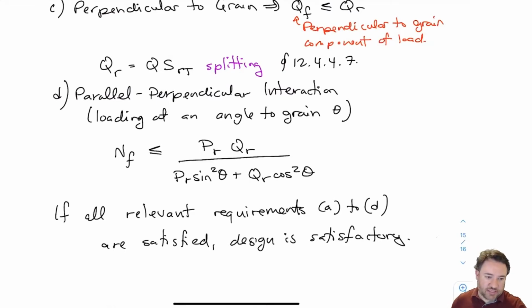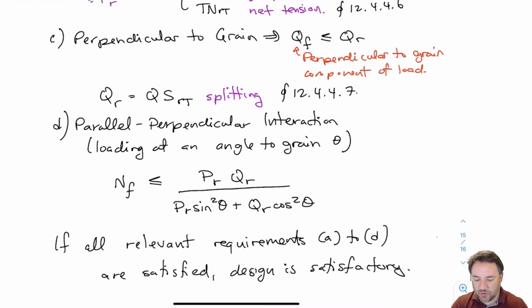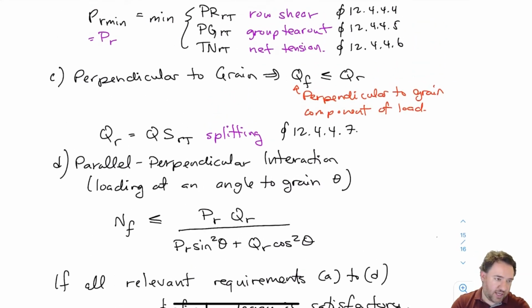We've looked at our spacing requirements and geometry. We've looked at the mechanics of each of these different failure modes: yielding, which does not depend on parallel or perpendicular, it doesn't matter what the angle, and it applies to the entire connection. And then the rest only apply to each side of the connection, as we talked about. We have the parallel to grain failure modes, which are row shear, group tear out, and net tension. Then we had the perpendicular to grain failure, which was splitting.